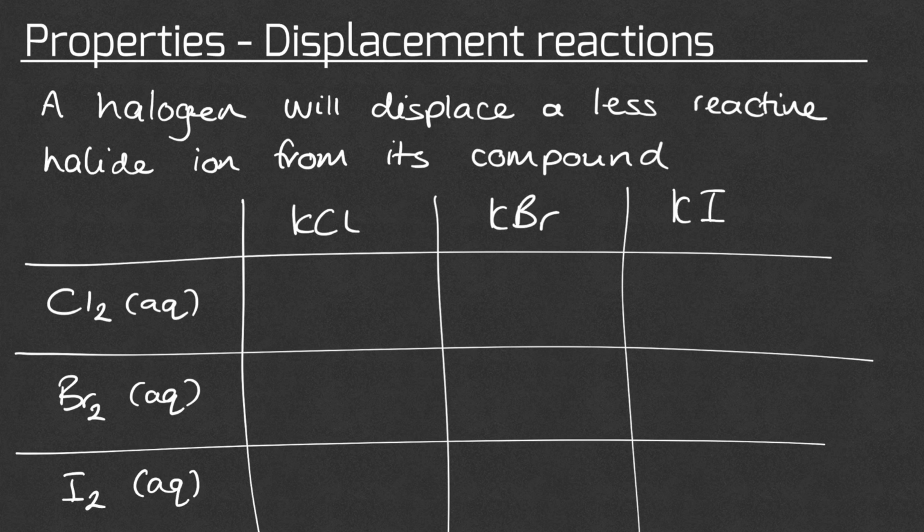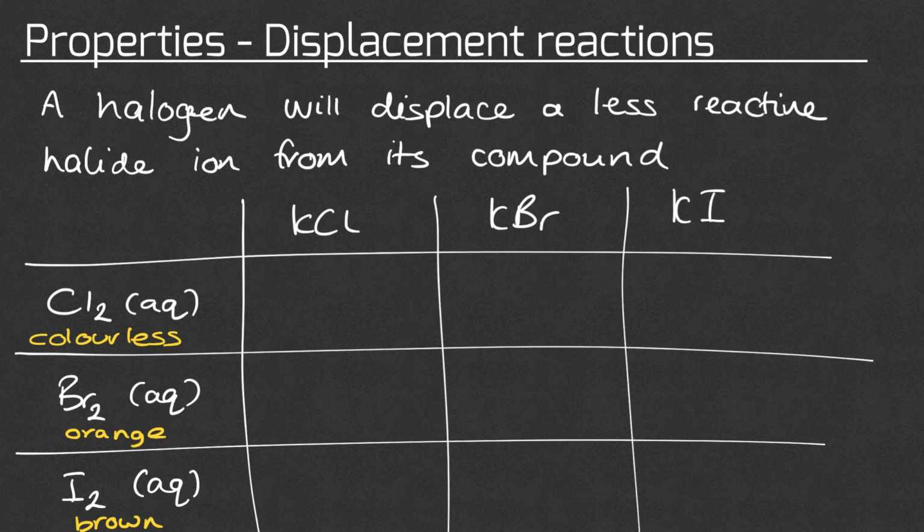We're now going to look at a series of displacement reactions. In each case, we're going to react the halogen with a halide salt. So remember, the halogen will displace a less reactive halide ion from its salt. All of our halogens are aqueous solutions, so we've got essentially chlorine water, bromine water, and a solution of iodine in water.